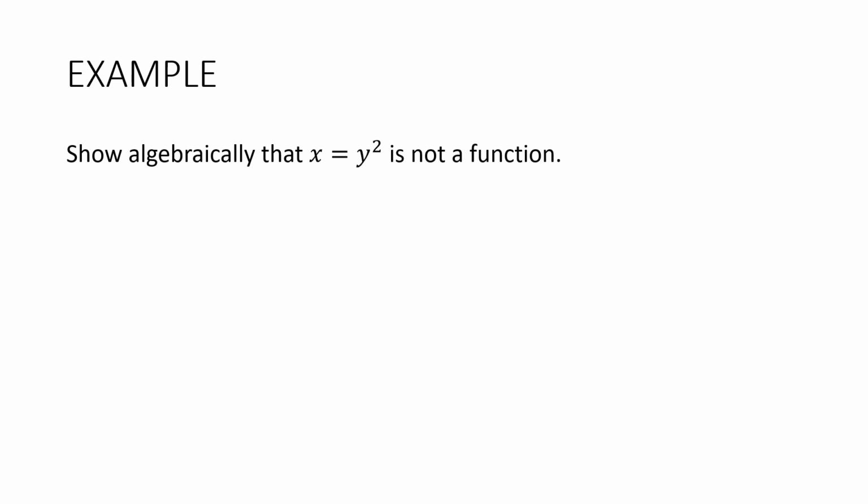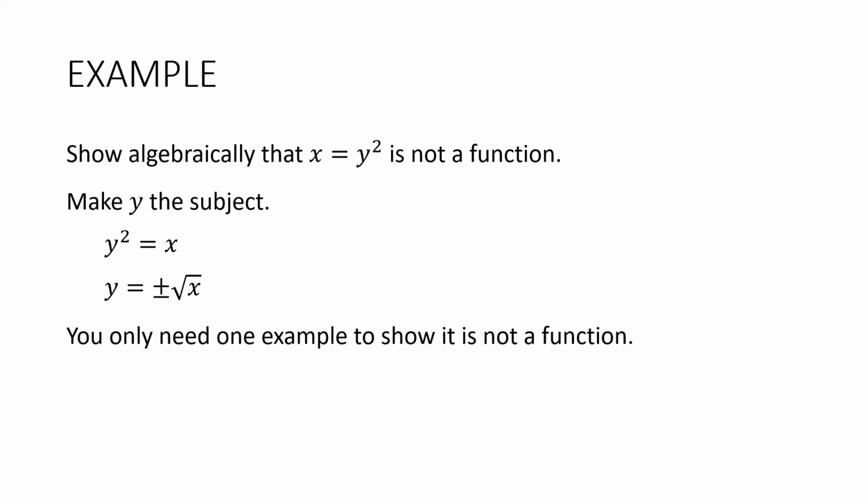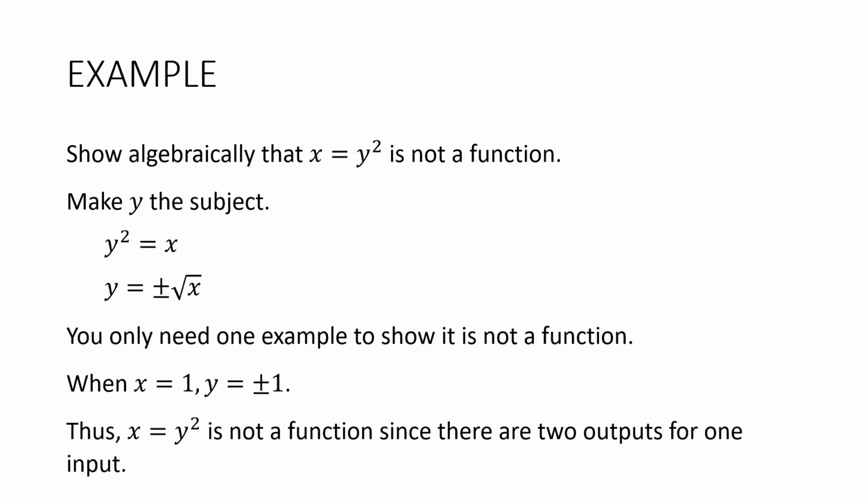But we can show algebraically that x equals y squared is not a function. All we have to do is make y the subject. So let's turn it around. y squared is equal to x. Take the square root of both sides. Don't forget your plus minus. So y is equal to plus or minus the square root of x. Now all we need is one example to show that it's not a function. We don't have to prove it for every number. So let's pick one. Let's pick x equals 1. So when x is 1, y is equal to plus or minus 1. 2 outputs for one input. Therefore, x equals y squared is not a function.